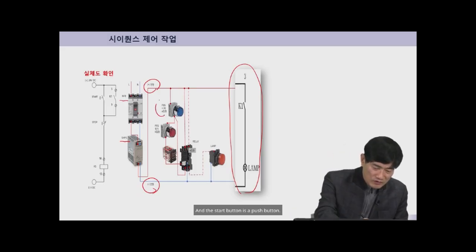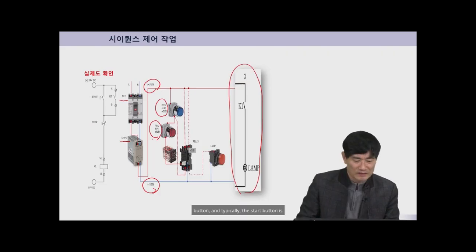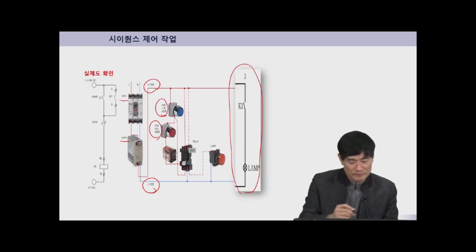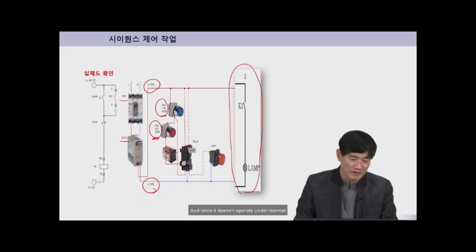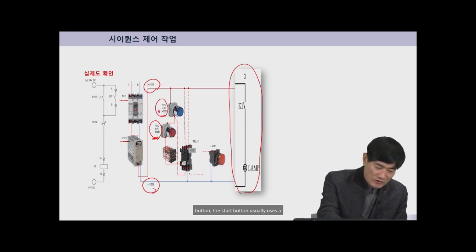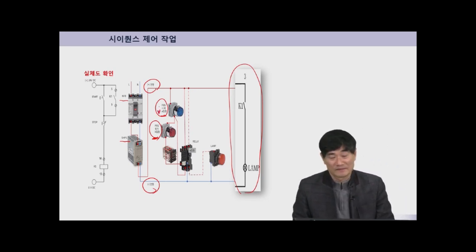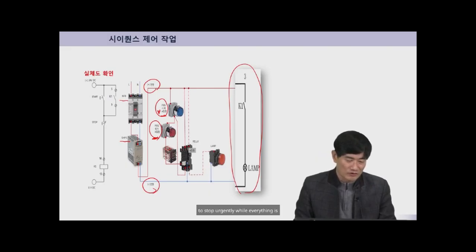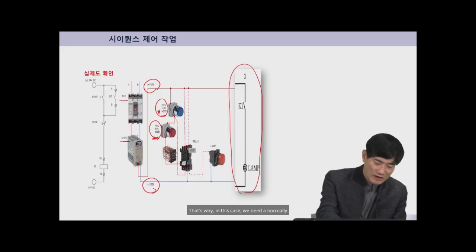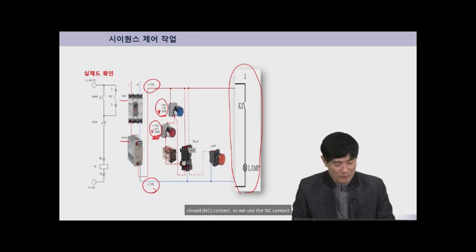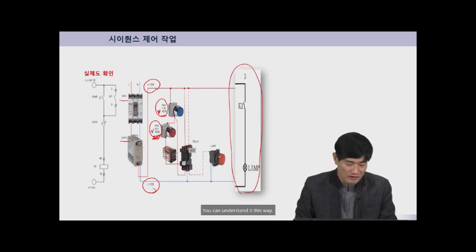And the start button is a push button. The stop button is also configured as a push button, and typically the start button is indicated in blue. The stop button is marked in red, so it appears red. And since it doesn't operate under normal conditions but works when you press the push button, the start button usually uses a normally open NO contact. And as for the stop button, since we may need to stop urgently while everything is operating well, pressing the stop button should cut off the circuit. That's why in this case we need a normally closed NC contact, so we use the NC contact part of the push button. You can understand it this way.